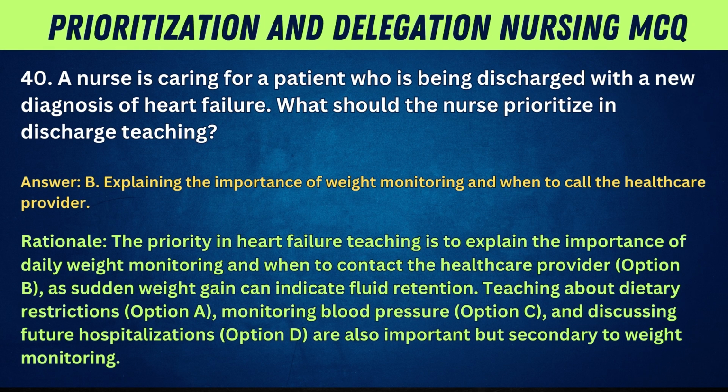Answer. B. Explaining the importance of weight monitoring and when to call the healthcare provider. Rationale. The priority in heart failure teaching is to explain the importance of daily weight monitoring and when to contact the healthcare provider, option B, as sudden weight gain can indicate fluid retention. Teaching about dietary restrictions, option A, monitoring blood pressure, option C, and discussing future hospitalizations, option D, are also important but secondary to weight monitoring.